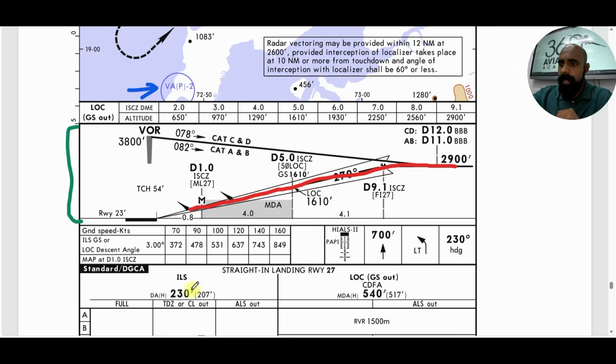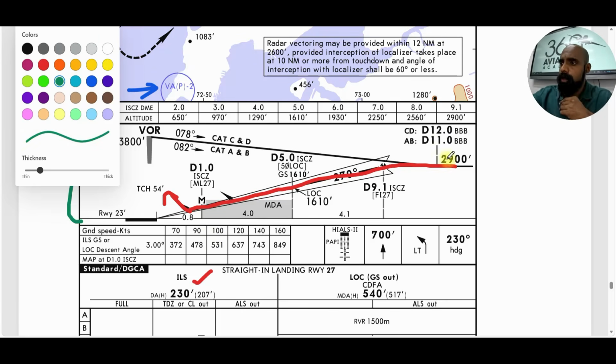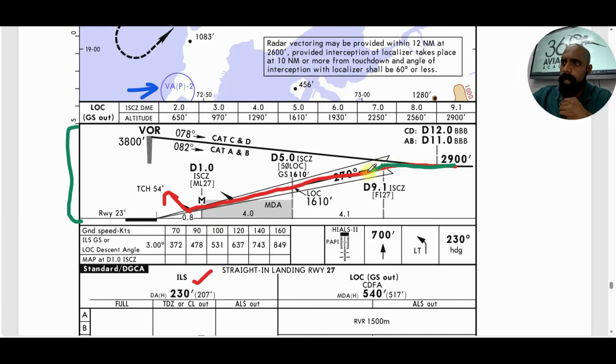So you can see that in this case it is 230 feet. I'd come to 230 feet. If I'm still not able to see the runway, I go around. Okay. However, if I'm doing a non-precision approach, localizer only approach, I fly this way. I go down all the way till this arrow, which is basically 540 feet, and then I execute the go around. Okay.